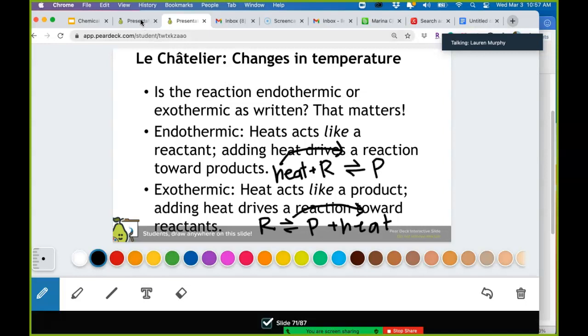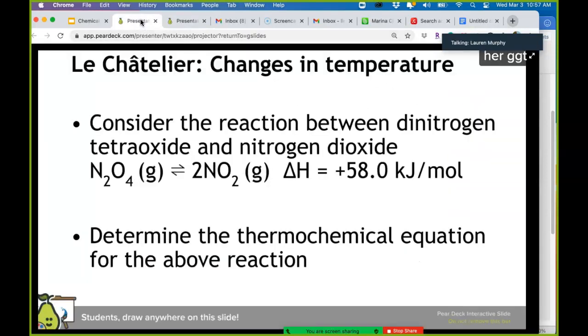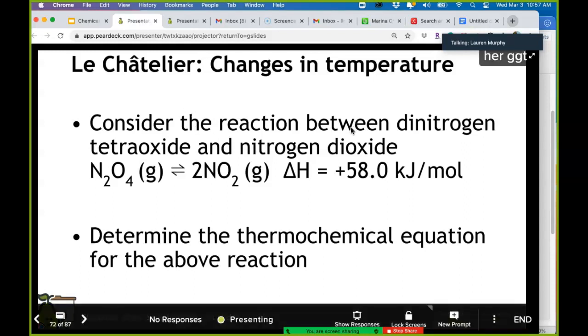So, having said that, we're going to work with this reaction. And in fact, this is one of the demonstrations I will be doing for you. So consider the reaction between this dinitrogen tetraoxide and nitrogen dioxide. I have it balanced for you. And I give you delta H.